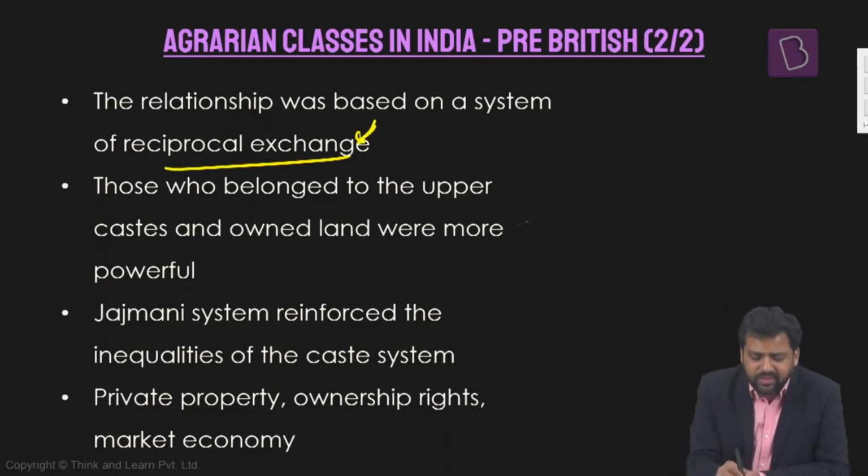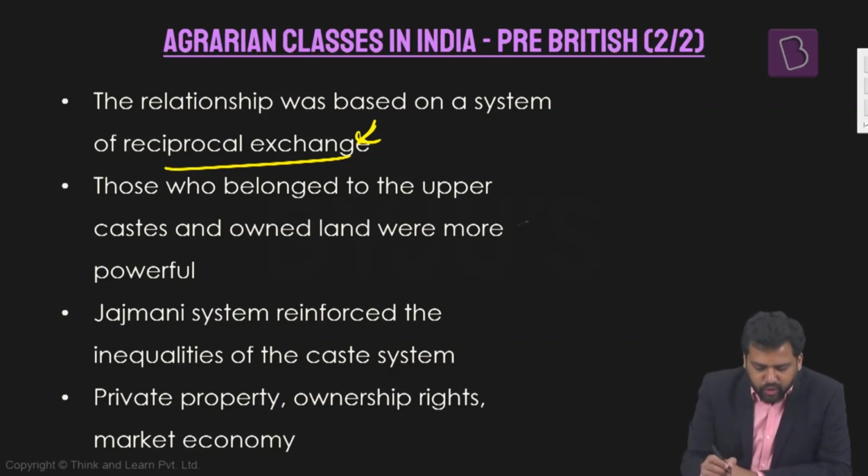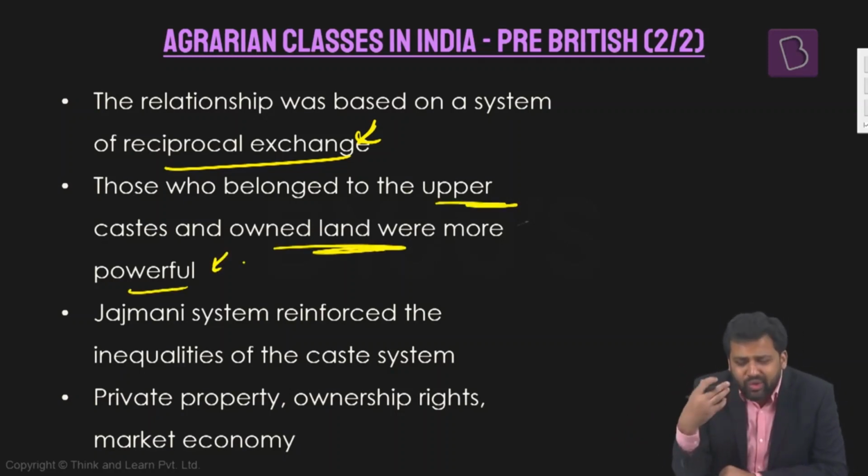Now the question is, was this equation on an equal footing? We are saying there's reciprocal exchange, which implies some relation. But was that relation equal? No, it was not based on equality. It's not that the Jajman and the Kamin were at the same level. Rather, those who owned and cultivated the land had the upper hand. Those who were upper caste owned land and were more powerful. So indirectly, the caste inequalities that existed were reinforced by the Jajmani system.